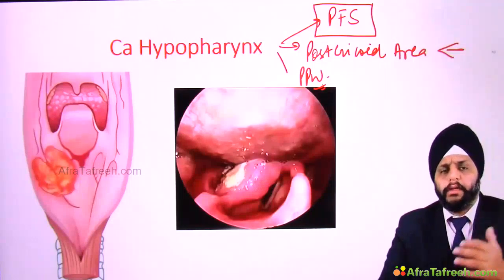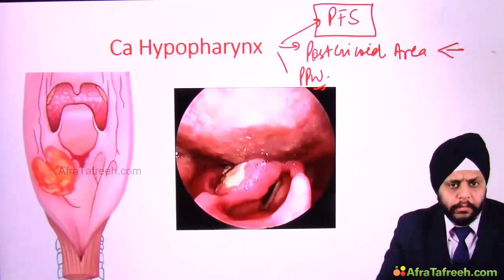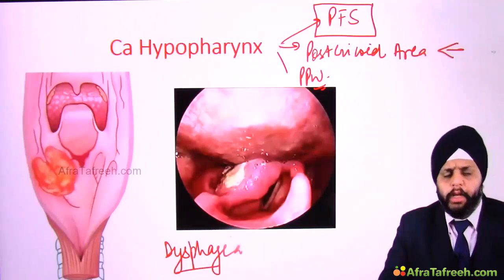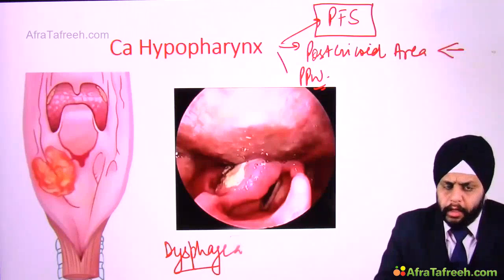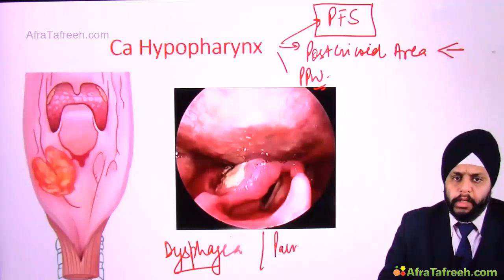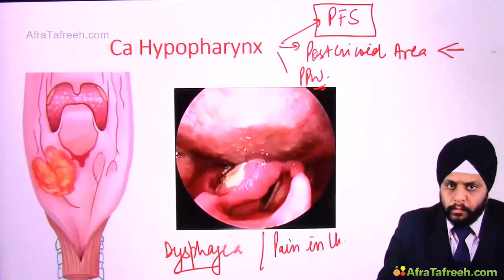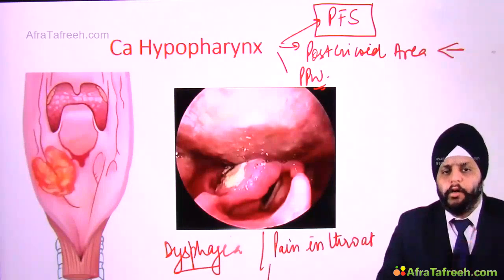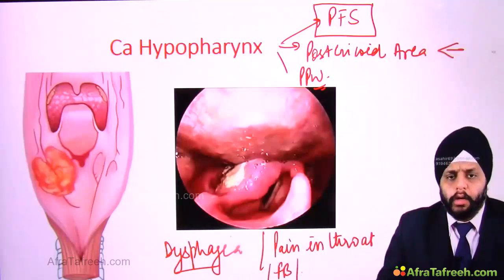Now, how will CA hypopharynx present? It presents with dysphagia. The patient is not able to swallow. Why? Because there is an obstruction in the digestive pathway. Other than that, the patient can have pain in the throat. The patient may also have a feeling of a foreign body or lump in the throat.